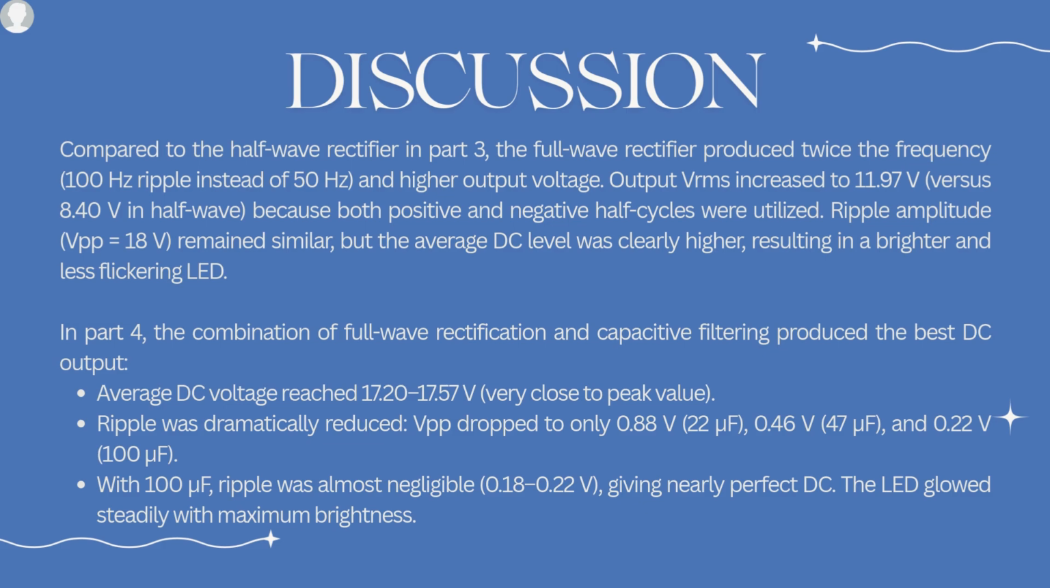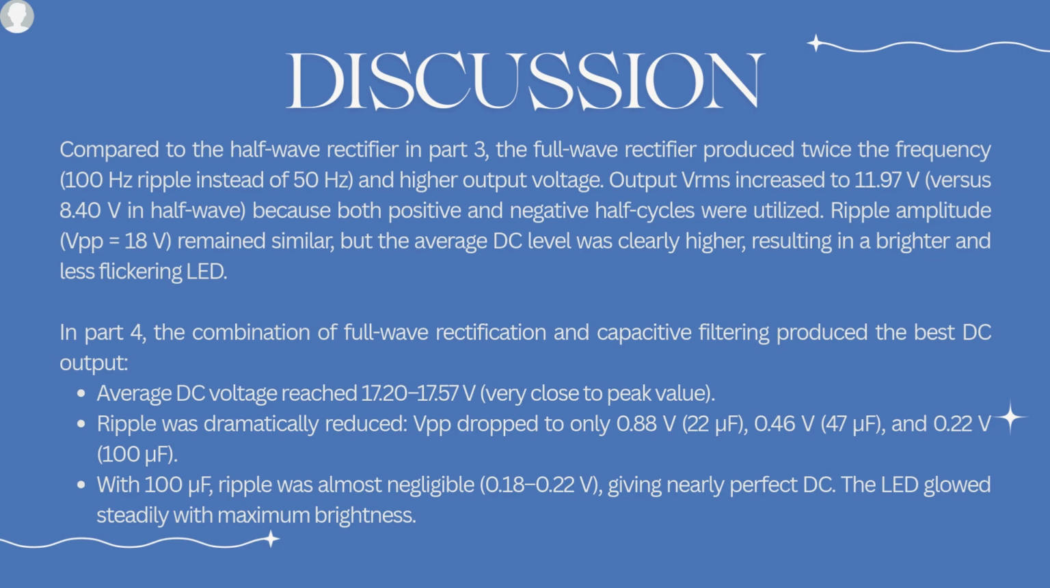In part 3, the full wave rectifier produced twice the frequency and higher output voltage. VRMS increased because both positive and negative half cycles were utilized. The ripple amplitude remained similar, but the average DC level was clearly higher, resulting in a brighter and less flickering LED.